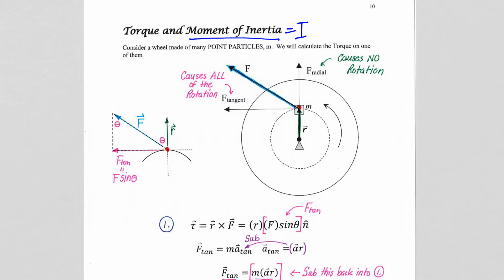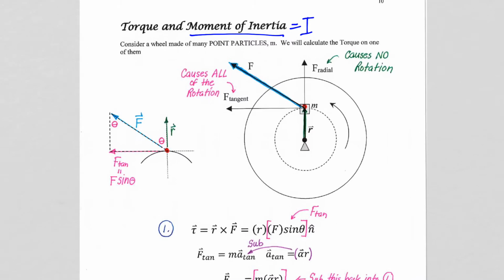We're going to do this by considering a wheel made up of many point particles, little m, and we're going to calculate the torque on one of them from some general force. So we're just going to let a general force F pull on one of the point particles that makes up the mass. The pivot is the center of the wheel. Our vector r in our cross product, r cross F, goes from the pivot to where the force acts. We draw them from a common origin.